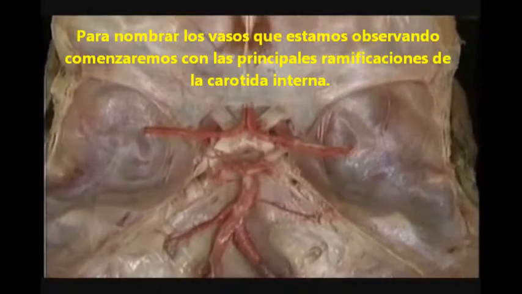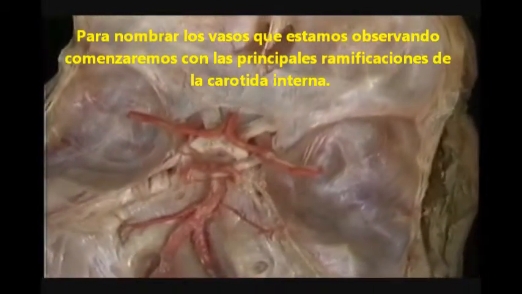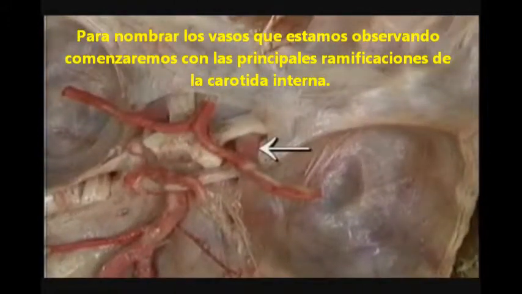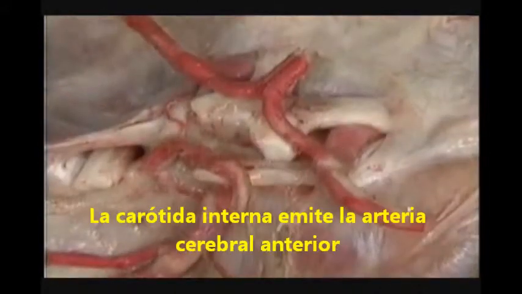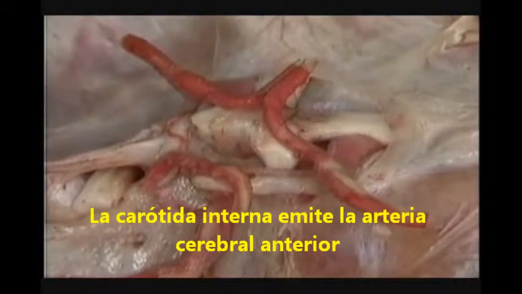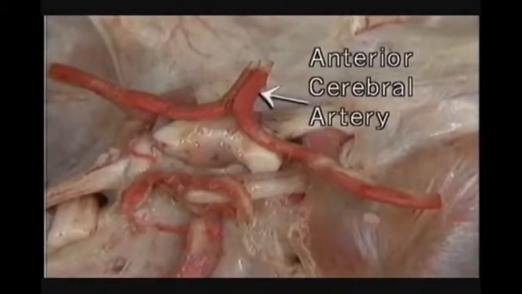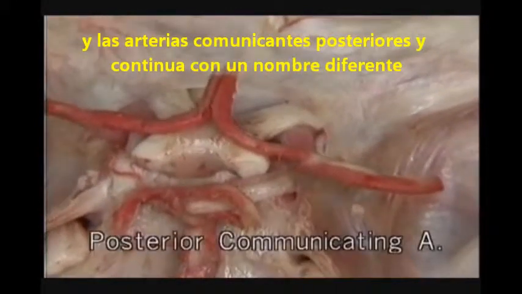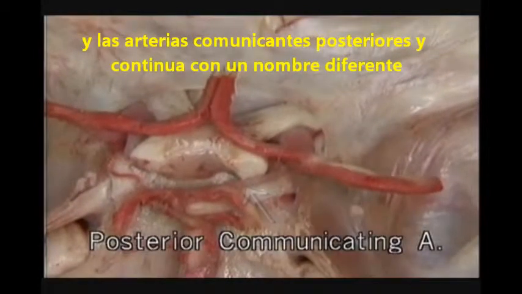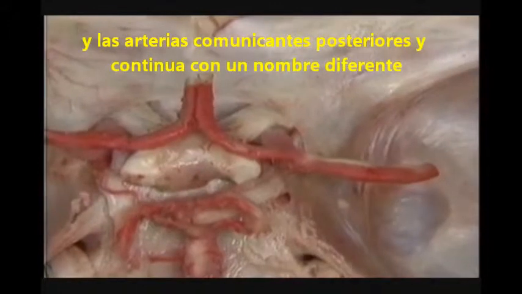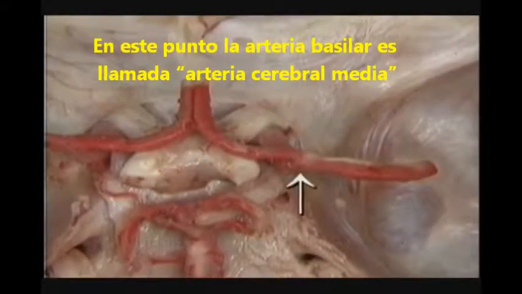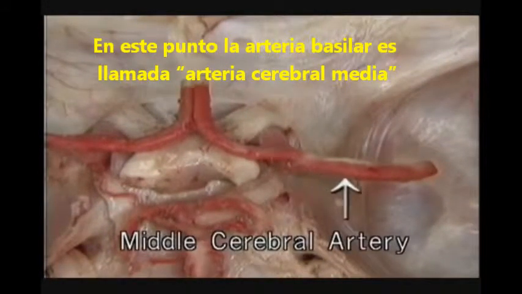To name the vessels we're looking at, we'll start with the main branches of the internal carotid. The internal carotid gives off the anterior cerebral and posterior communicating arteries, then continues with a different name. From here, the vessel is called the middle cerebral artery.